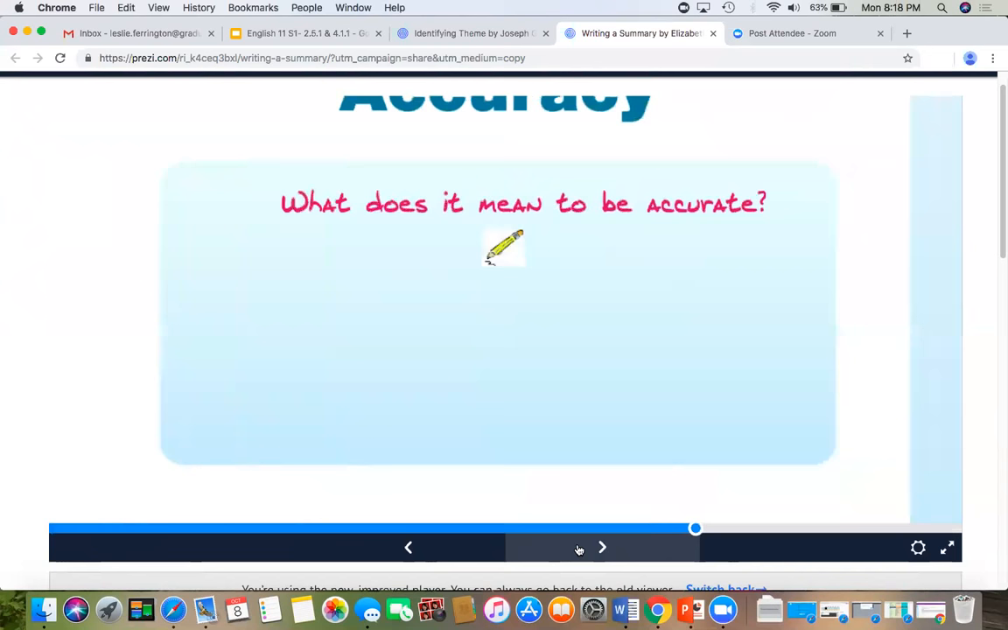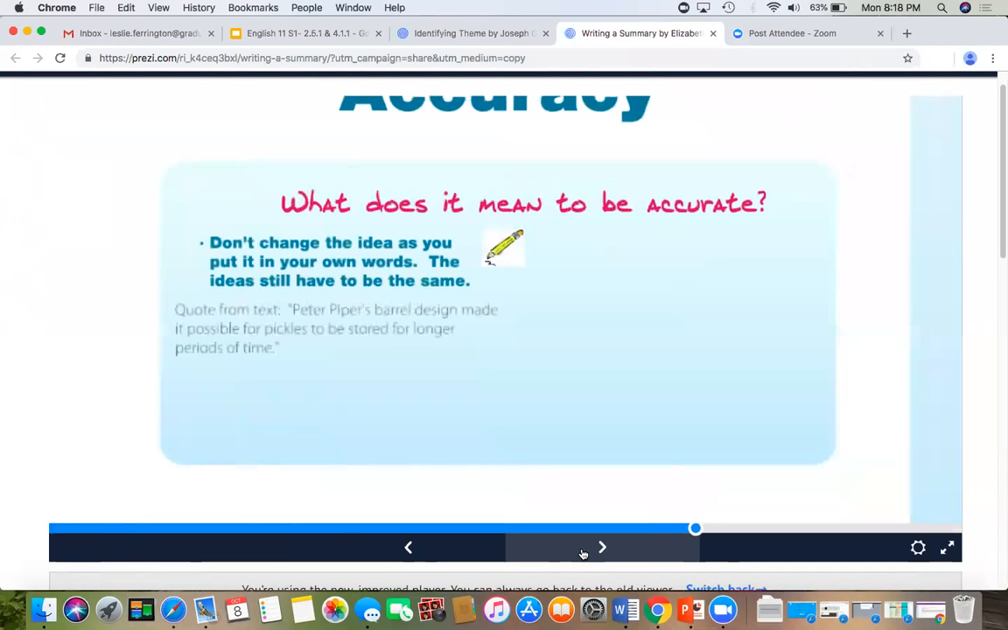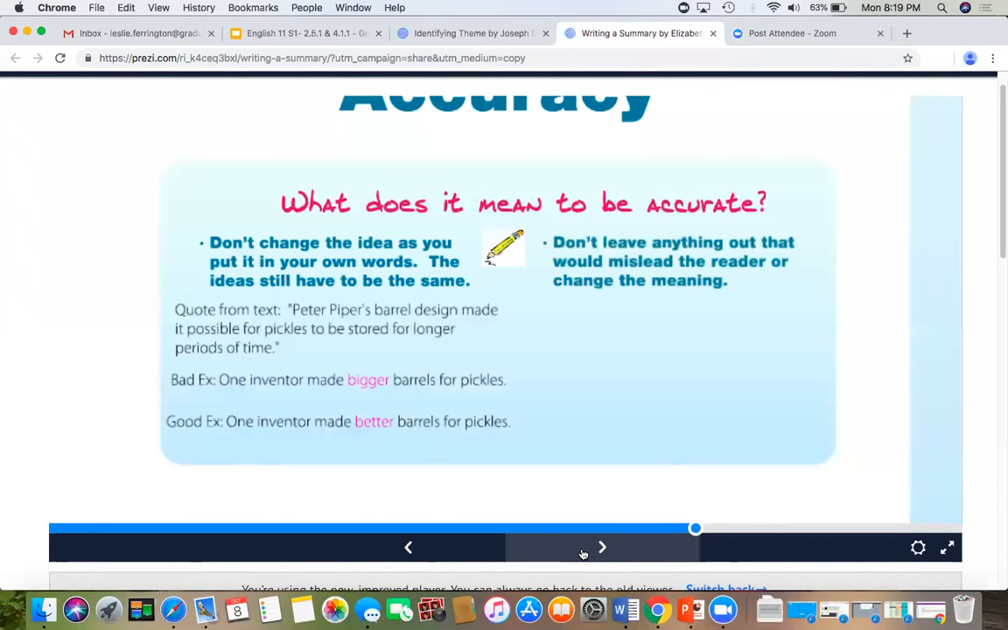So accuracy, what does it mean to be accurate? You don't change the ideas as you put it in your own words. The idea has to stay the same, even if you don't agree with it. So quote from the text, Peter Piper's barrel design made it possible for pickles to be stored for longer periods of time. A bad example would be to say one inventor made bigger barrels for pickles. A good example would be to say one inventor made better barrels for pickles. You don't want to leave anything out that would mislead the reader or change the meaning.